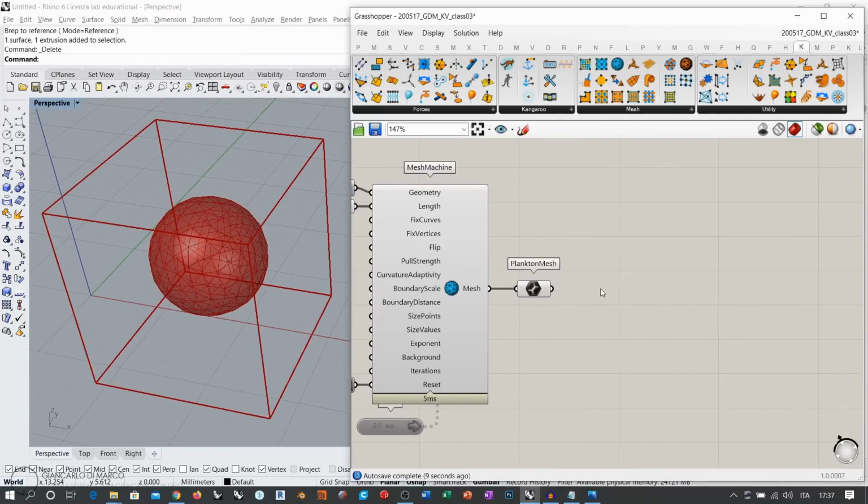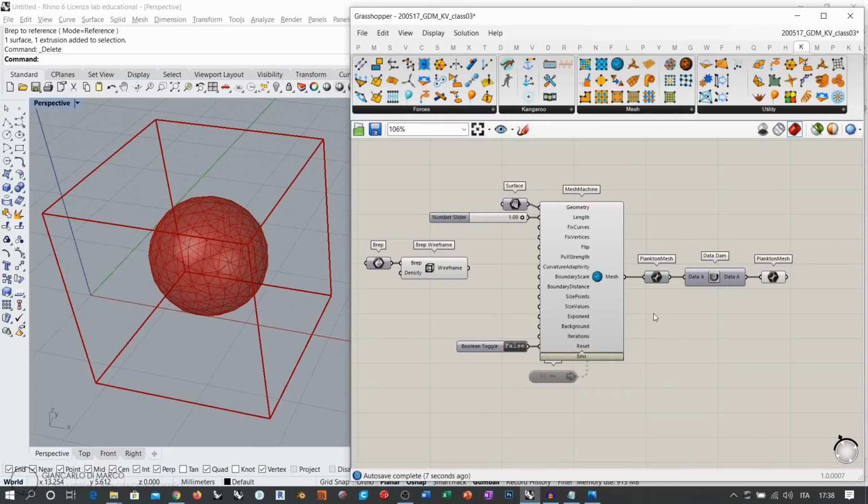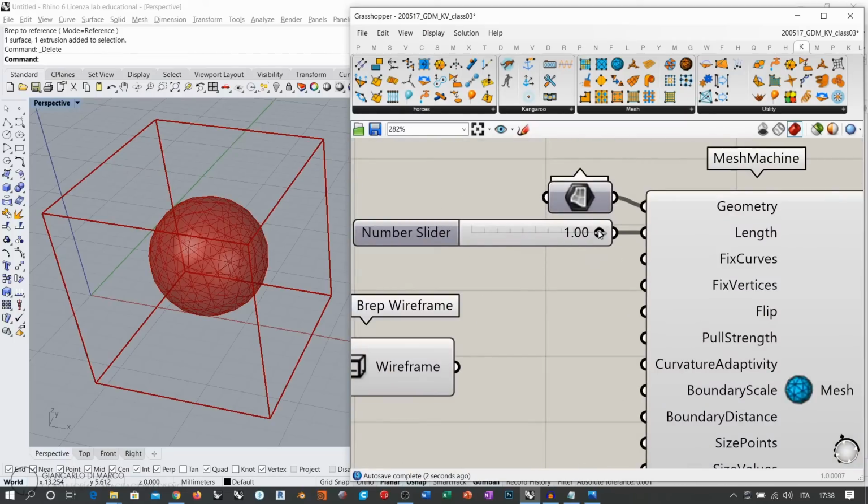I also recommend that you eventually plug here a data dam in order to isolate, for example, the result from any additional change that you do here. Okay, so what happens if I, for example, decrease this value? You will see that this mesh starts to have shorter edges, so higher resolution.